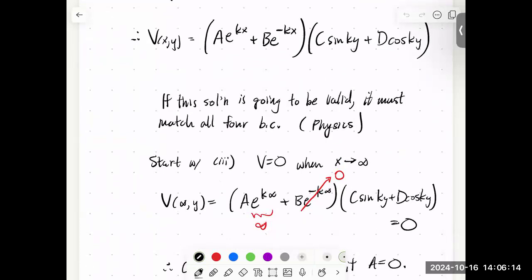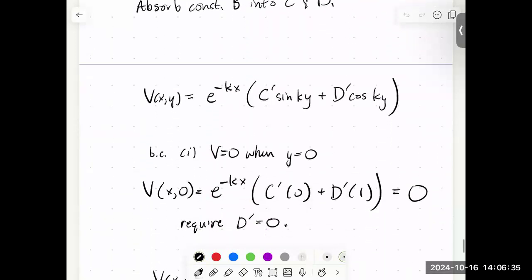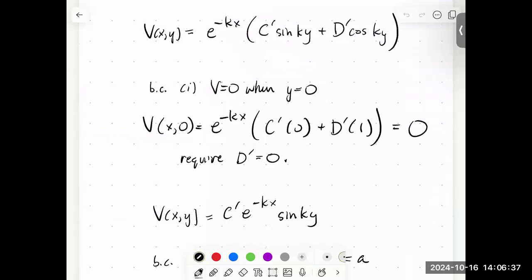One of our boundary conditions is that as x goes to infinity, the potential has to go to 0. That's because we're infinitely far away from that charged strip. Well, if we put in e to the k times infinity, that blows up. And so the only way to prevent that is to force a to be 0 all the time. So then that led to this kind of solution at the top.